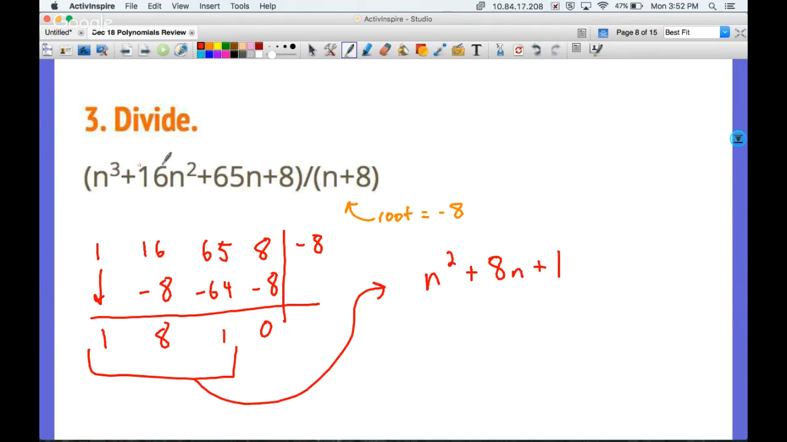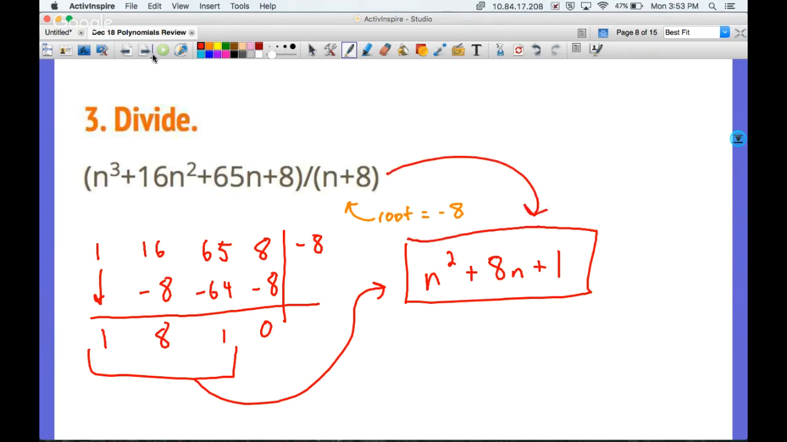If you divide by a linear equation, you're always going to decrease your degree by 1. So I knew it had to be a squared. And then this works out. We get a nice quadratic trinomial. That is what that equals once we simplify.